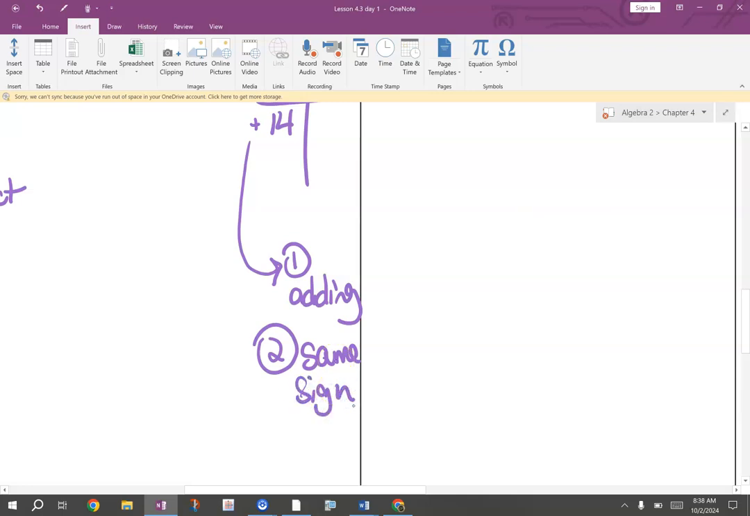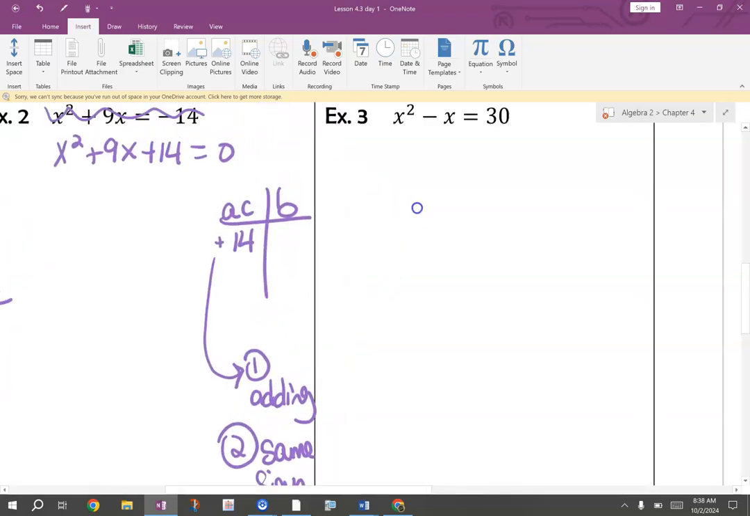Okay, now the same sign, it's either going to be plus plus or minus minus. When we go to plug these back in the parentheses, I'll show you how to tell the difference.